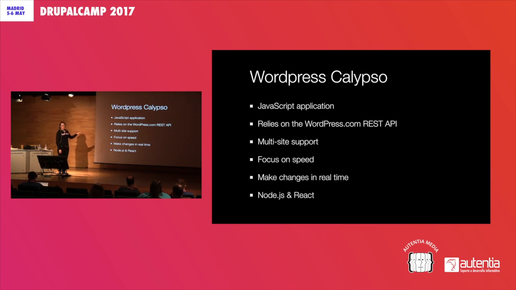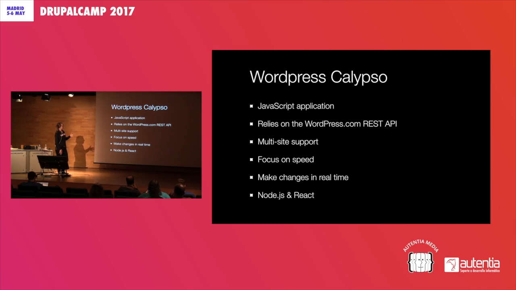WordPress.com has a REST API which supports this. You can do many sites at once with Calypso. It's really fast. It's really cool. All the changes happen in real time. I would say, impressive as this is, we can build this with Drupal right now.